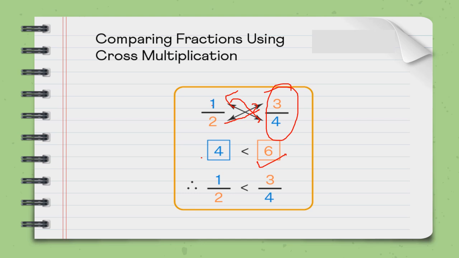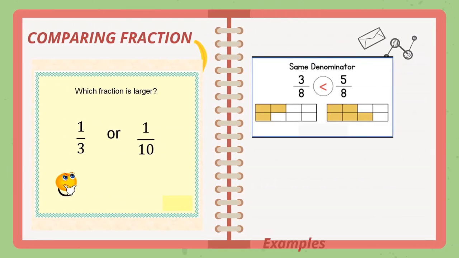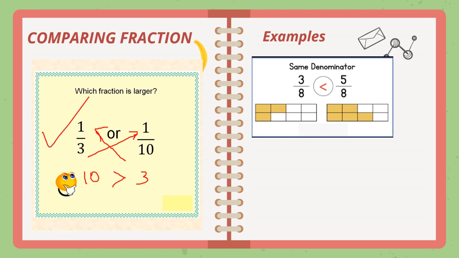Now let's take another example. 1 by 3 and 1 by 10. I am again just going to compare. This is very, very simple. I take 3 to the side and I take 10 to the side. So this will be my 10 and this will be my 3. So which number is greater? This is greater. So I would say 1 by 3 is the larger fraction in this case.